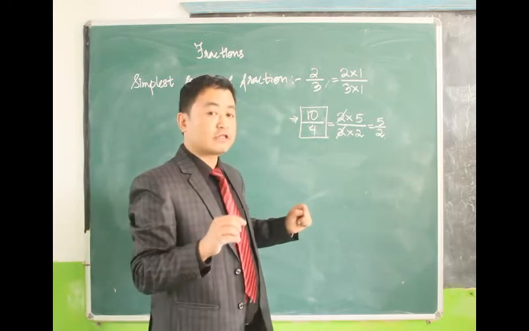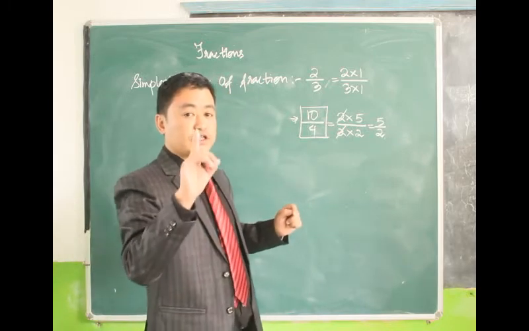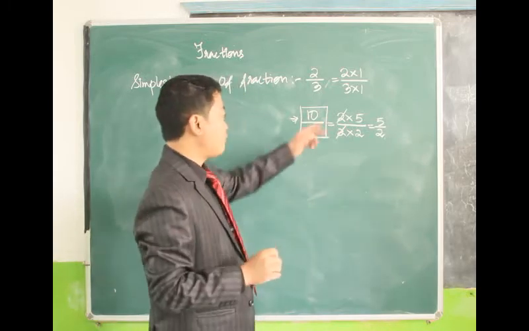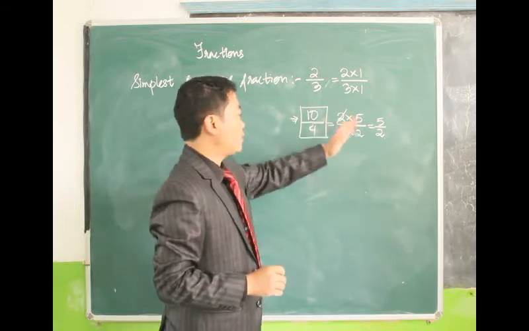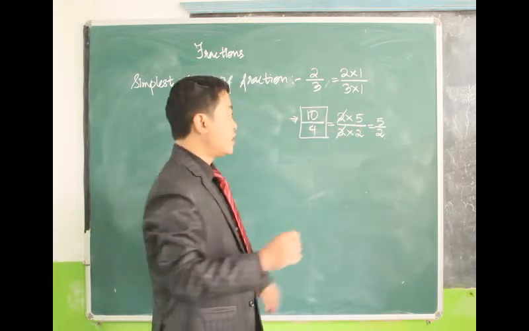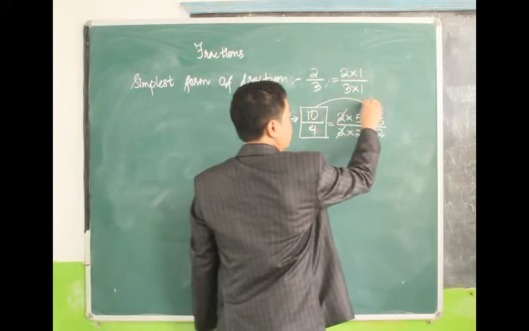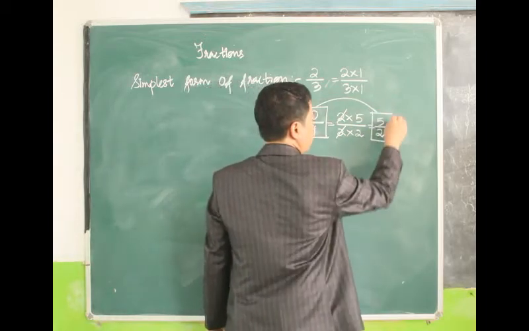What was the condition for a simplest form? There should be just 1 as the common factor, isn't it? I had 2 as a common factor, and what I did was I took out the factor and cancelled the factor. Now what I got here is 10 divided by 4 actually is 5 divided by 2.